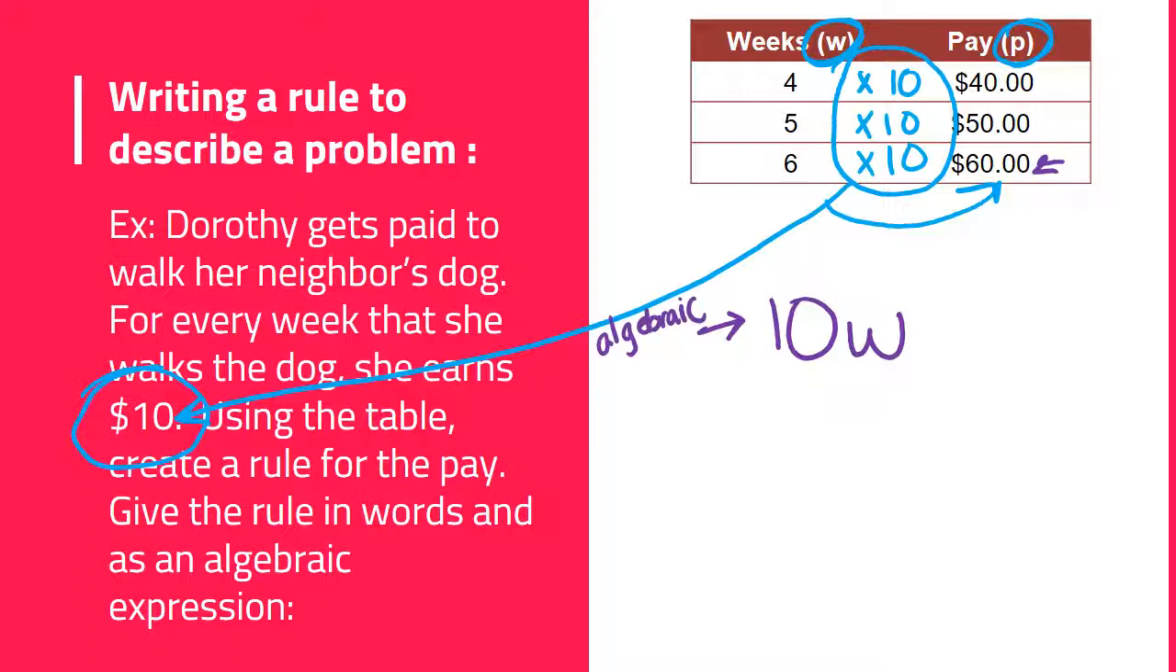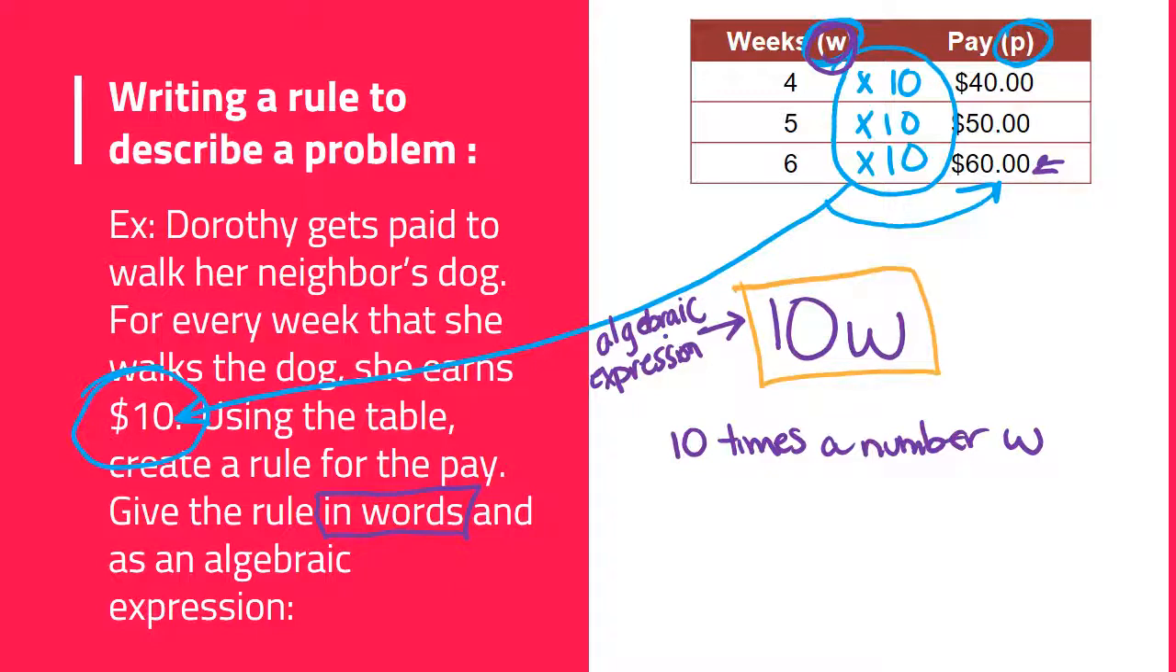It's going to look like all the examples we've already done. So keep that in mind. Look back at what the other problems look like, and that's what this should look like. But it also says in words. So in words, we want to write that out. We're going to say 10 times a number W. W is a variable because that's what they're using in the problem for weeks. So when I look at these questions, I'm going to look for the expression, also in words.